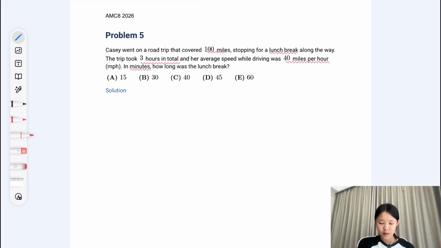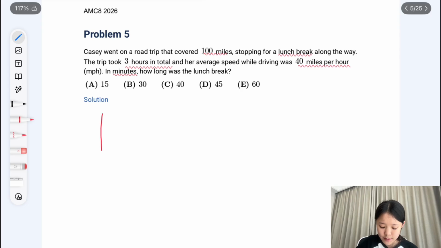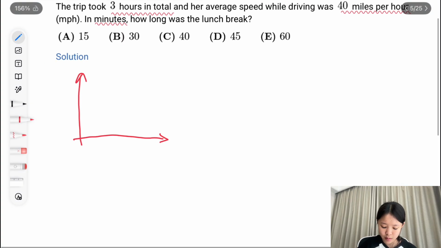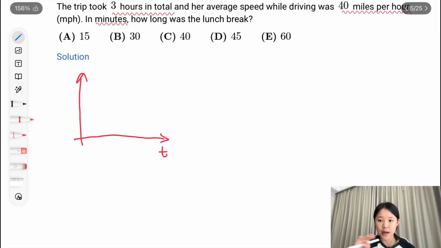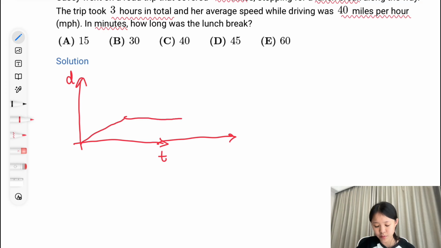Okay, so what does this lunch break actually represent? If we drew this as a graph, which is not necessary in the competition, but for the sake of this, we'll draw it as a graph. On the bottom, the x-axis is time, and the y-axis is distance, right? She would be moving at an equal speed, and then she would come to her lunch break, and she would stop and not move for a certain period of time. What time, we don't know, right? And then she would continue moving.